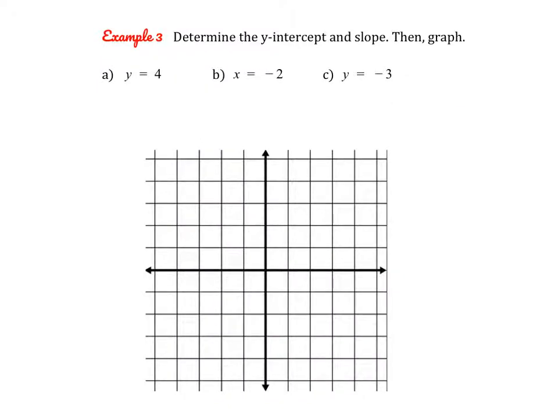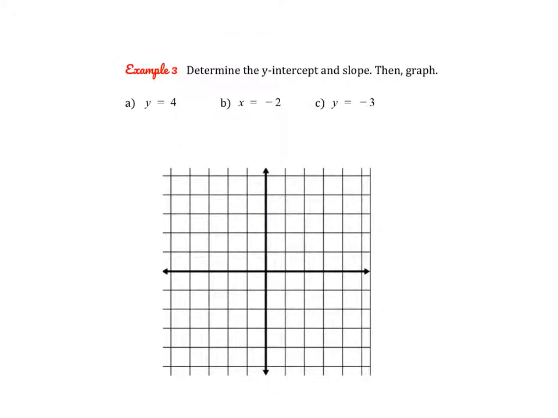Okay, the last few examples I want to talk about are some special cases. So here, we actually have specific types of lines. If you look at this first one, we have y equals 4. Let's compare this with our slope-intercept form, which remember is y equals mx plus b. You might notice that what's missing is our entire x term.